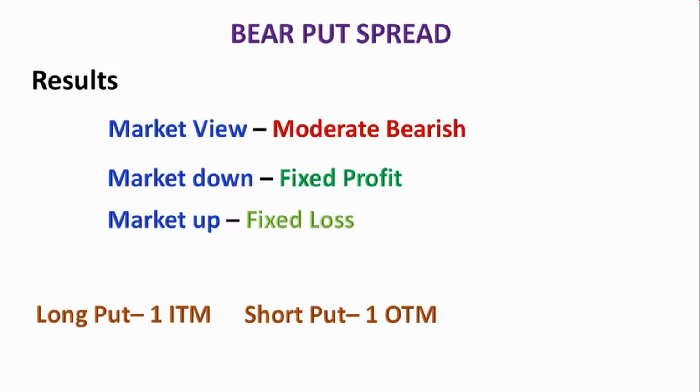You can also see the key points. If the market goes down, your profit would be fixed. Unlike other strategies, here you will not get unlimited profit. The profit would be fixed, and your loss will also be minimized. As we expected, if the stock reaches our predicted price, we will be booking a decent profit. In case the market reverses, we will be minimizing our loss. So this is the thought process behind the bear put spread.